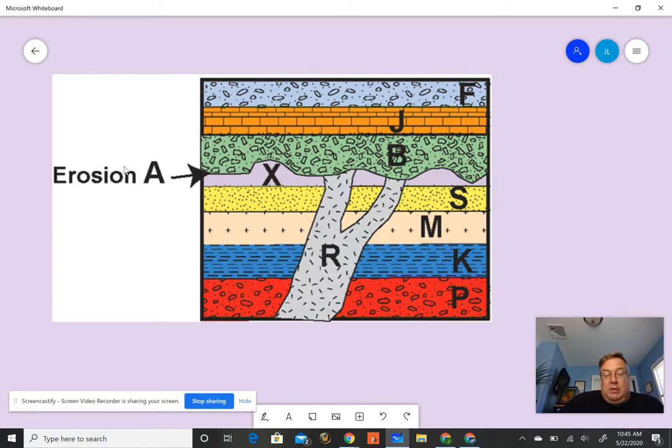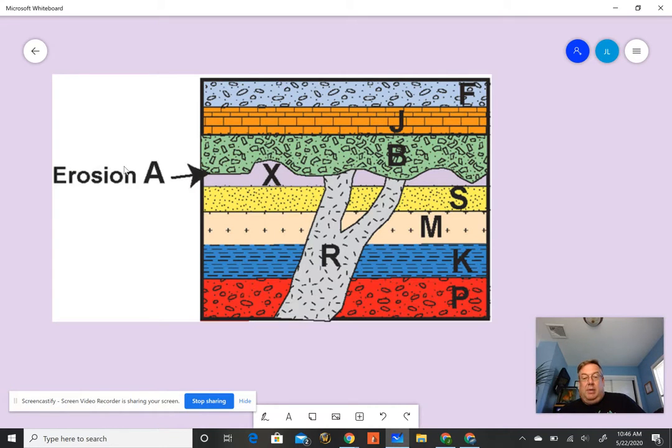Okay, welcome back. So hopefully you have the answer right on this. So remember I said that the oldest layer has to be at the bottom. Okay, so I have 2 rock layers that could be at the bottom. It could be P or it could be R. All right. Well, R cuts through many layers, so that's actually an intrusion. And remember, I said that an intrusion must be younger than the rock layers that it cuts through.